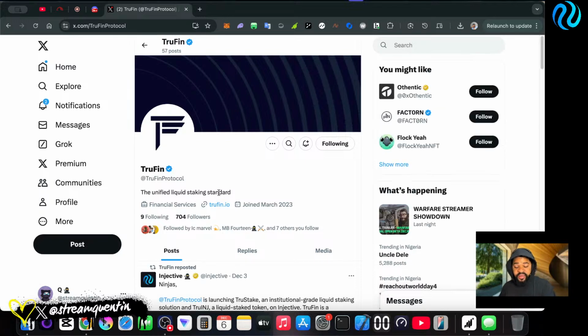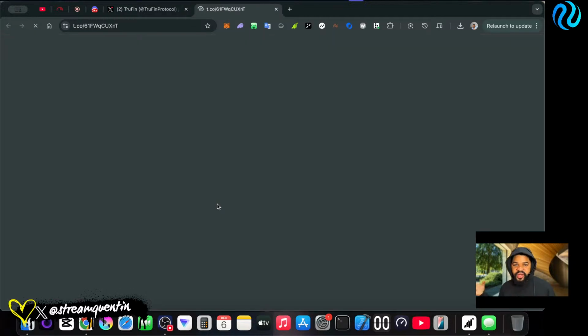TrueFin is basically a liquid staking standard. I know what liquid staking is. Basically, you could stake your cash, and it doesn't give room for lockup, so you can always withdraw your cash, depending on how you want to make use of it. So it's not really staking with a lockup. It's mostly just dropping it in there, and at some point you can pull out your cash. That's basically what liquid staking is.